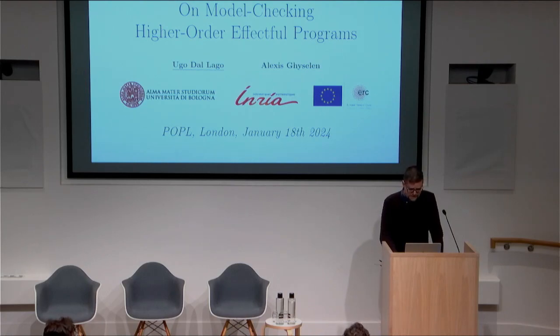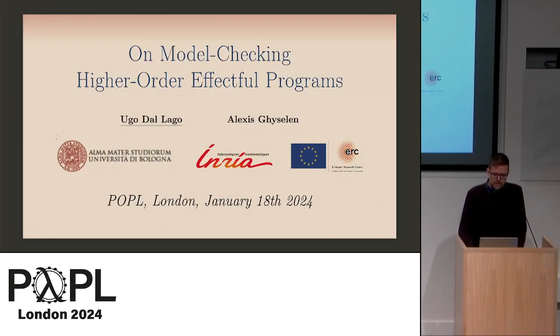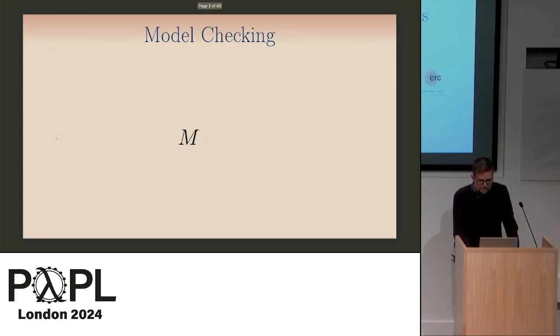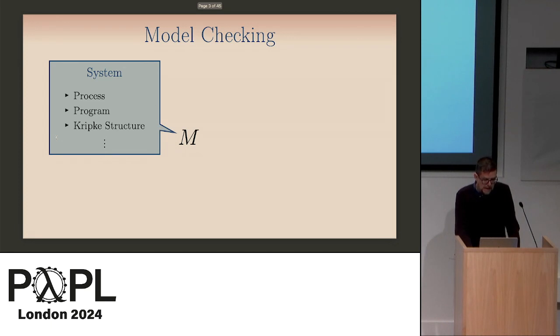So yes, this is a joint work with Alexis Ghyselen, who unfortunately cannot come to POPL this year. And it's about model checking. And model checking, as we know, is one of the most successful paradigms for the verification of programs and systems. And in model checking, what you have is a system M, which can be anything like a process, a program, or just a Kripke structure, if you like.